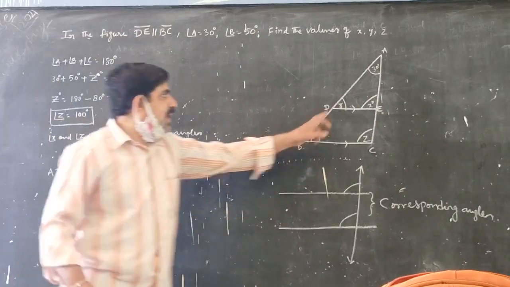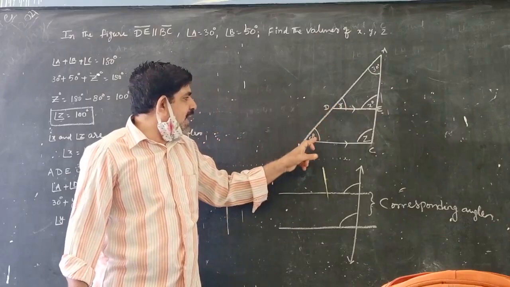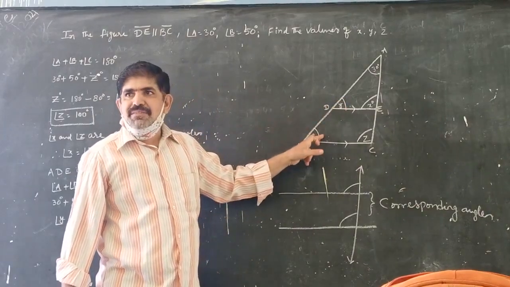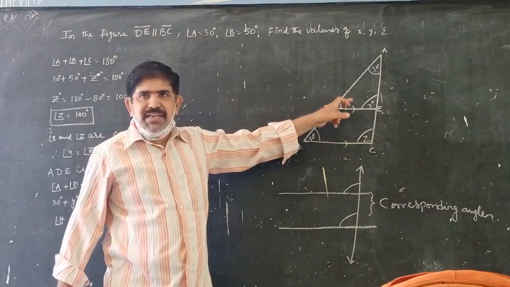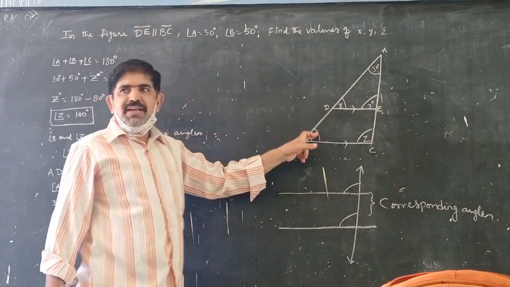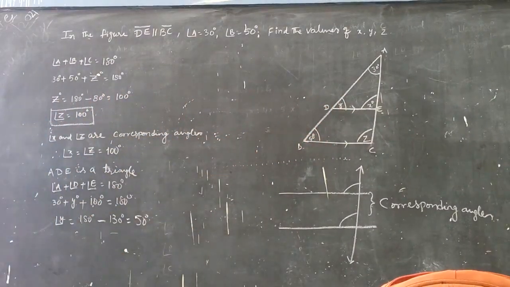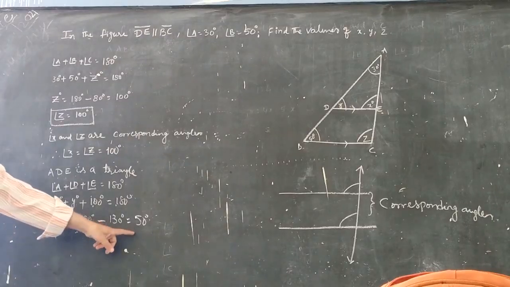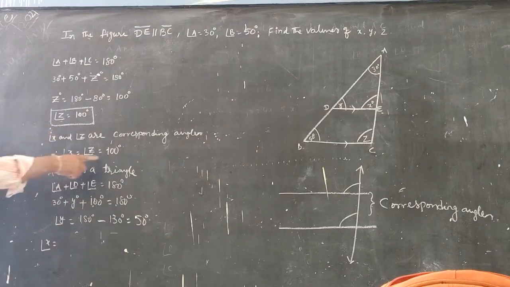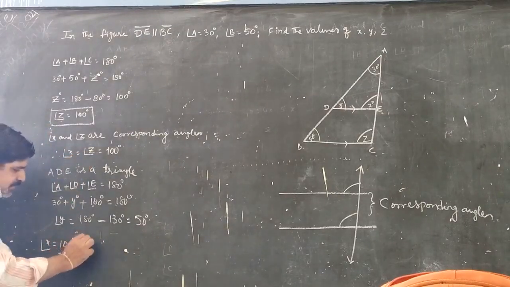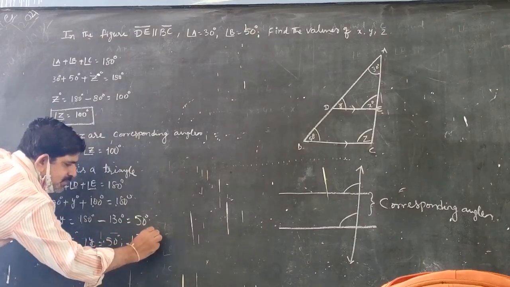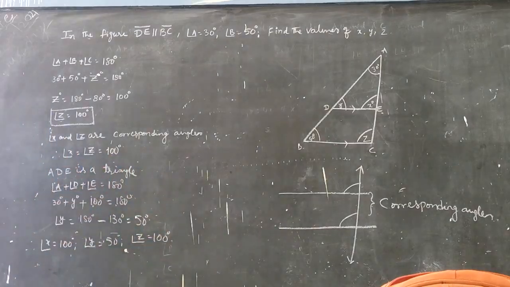See here, angle Y is equal to 50 degrees and angle B is equal to 50 degrees. What are these two angles? Corresponding angles. Without doing also we can find this one, isn't it? Angle Y and angle B are corresponding angles, so corresponding angles are equal. Therefore, angle X is equal to 100 degrees, angle Y is equal to 50 degrees, angle Z is equal to 100 degrees. Okay? Understood? Write it down.